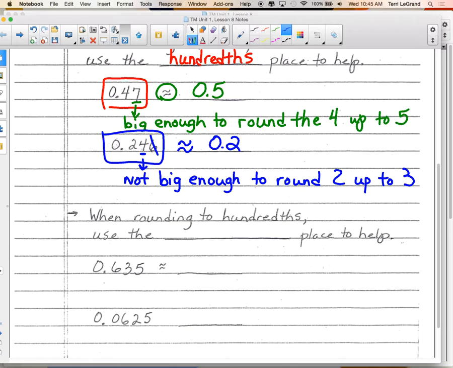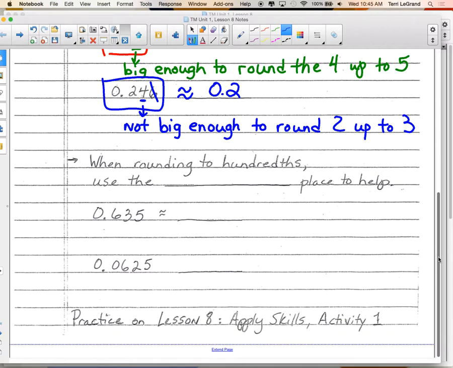Okay, well then let's move on to rounding to hundredths. What do you think we're going to use? What place value would it make sense to use when we're going to round to the hundredths place? Harley? The thousandths. Yeah, we're going to use the thousandths place to help us. Again, we don't care about anything beyond that. We don't care about the 10,000ths or the 100,000ths or the millionths, we only care about the thousandths place when we're going to round to the nearest hundredth. So that means we're going to go to our number and find the thousandths place and underline it.